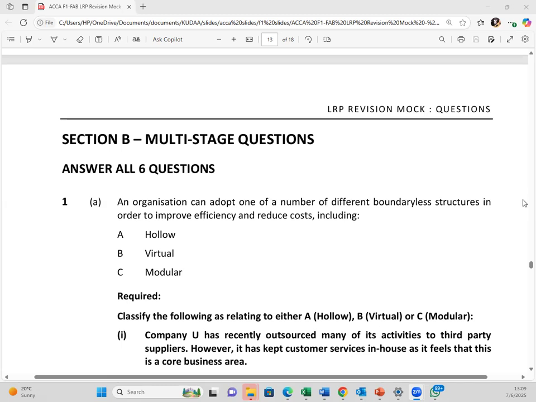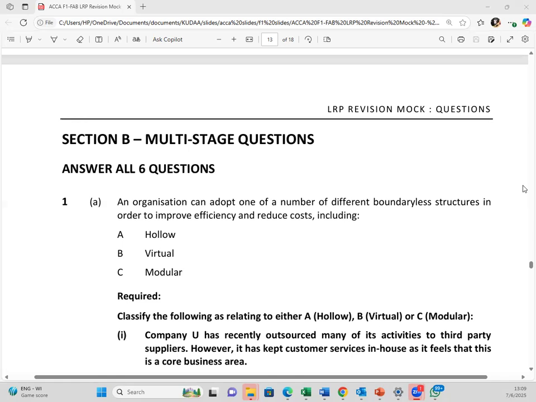So an organization can adopt, I just confirm those online, can you hear me well? Is my sound audible, and can you see my screen? Okay, someone is confirming there. So it's fine.